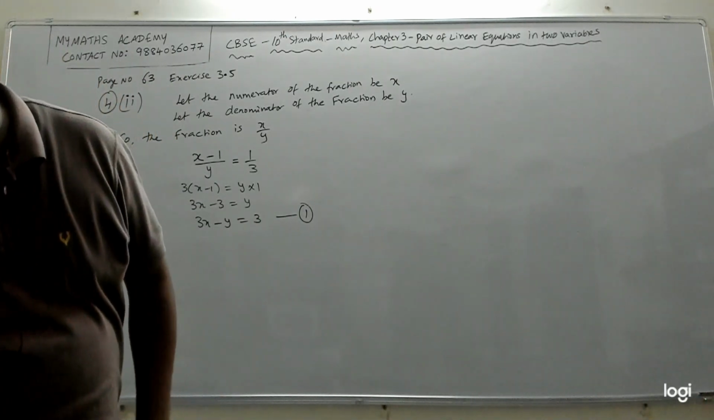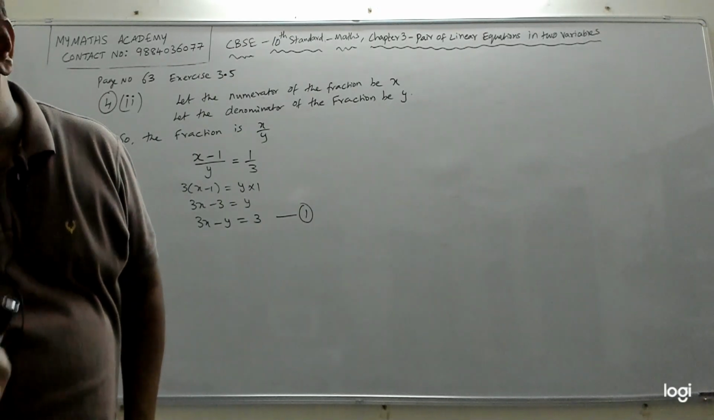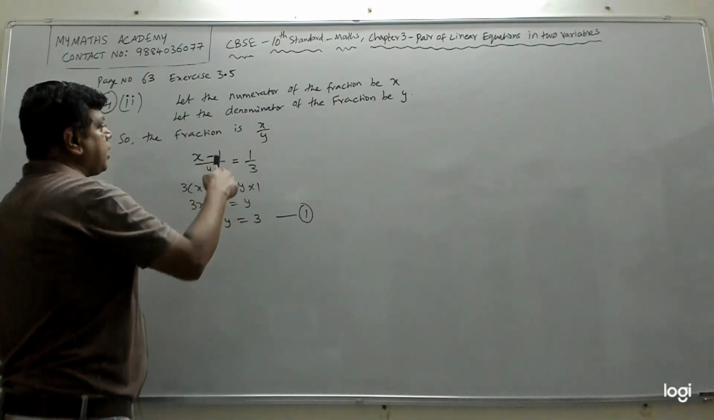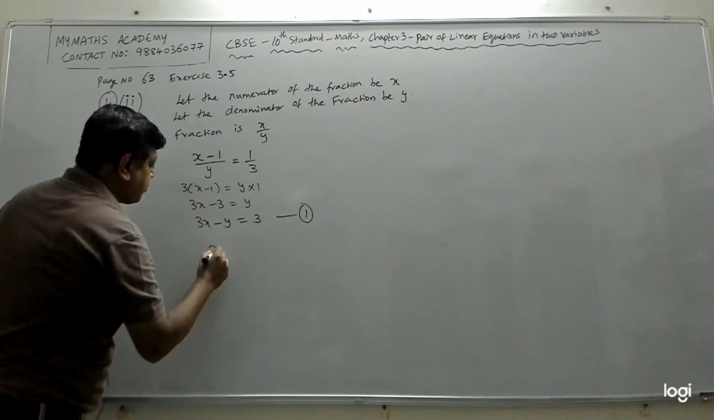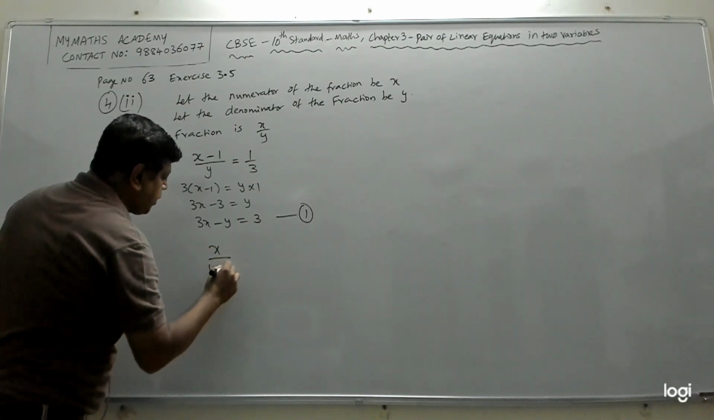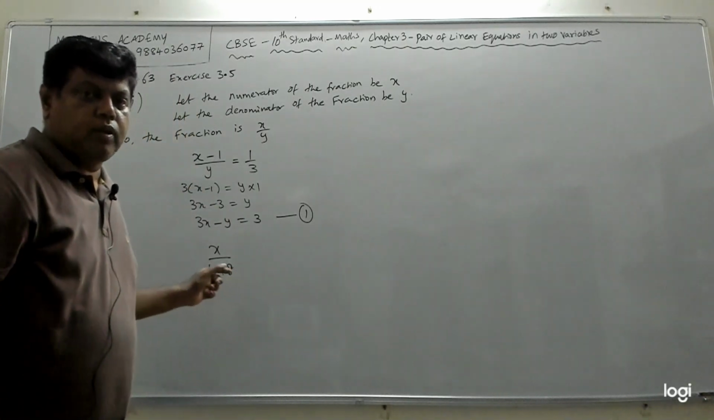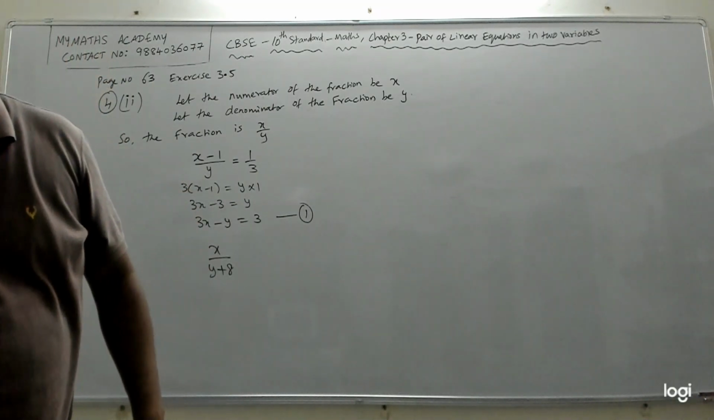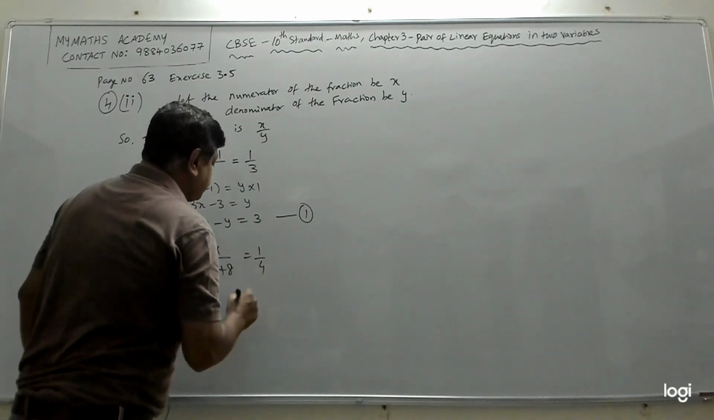The second sentence is, and it becomes 1 by 4 when 8 is added to the denominator. So the fraction becomes 1 by 4 when 8 is added to the denominator. In this fraction we should add 8 to the denominator, which means y plus 8. There is no change in the numerator. Numerator is x, denominator we are adding 8. If we add 8 to the denominator, the fraction becomes 1 by 4.